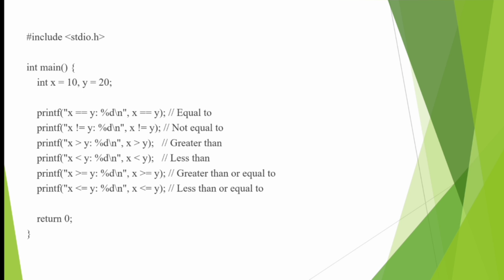And then next here we are checking whether the two values are not equal. And then in the third printf, we are checking whether x is greater than y. So 10 is greater than y. And then next we are checking whether x is less than y. So 10 less than y. And then next x greater than or equal to y, and then x less than or equal to y.